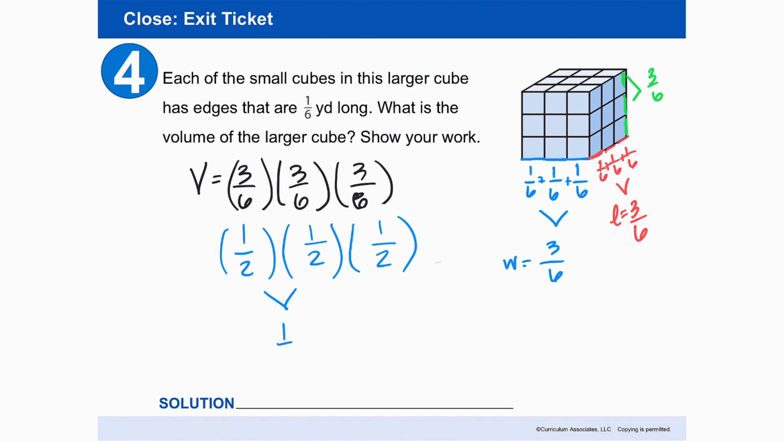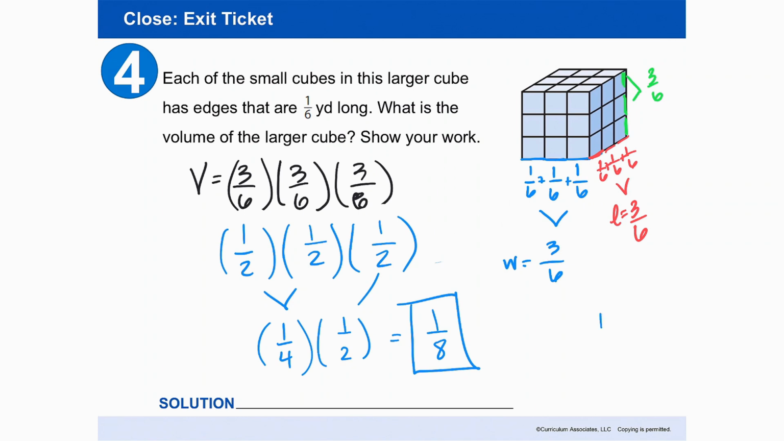1/2 times 1/2 is 1/4. Now we're going to bring this guy down. So 1/2 times 1/4 would end up being 1/8. Okay, and that's that.